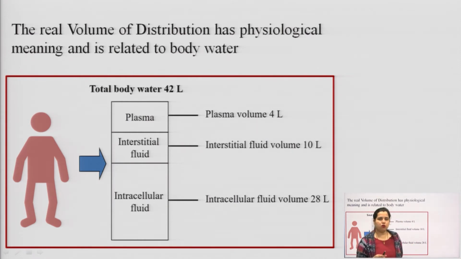So, body waters, as I have told you, are body fluids. Total body water is basically 42 liters in a normal individual. It is divided as plasma, interstitial fluid and intracellular fluids. If the drug is entering the body, it is spreading or distributing among all these body fluids, and if we assess the drug concentration in these individual body fluids, we can understand how much drug is distributing in which particular body fluid. That means we can analyze the distribution pattern of the drug.